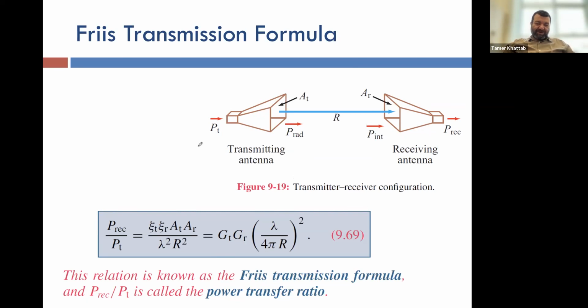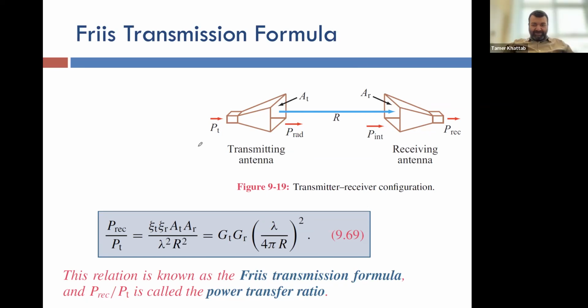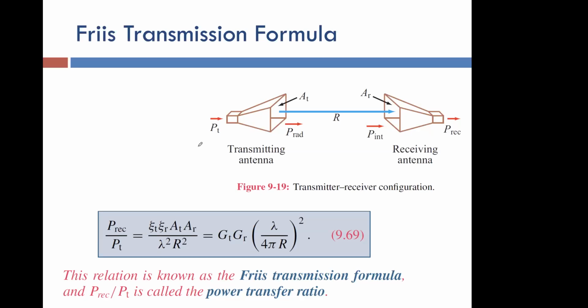Any questions from your side? Yeah, what does R represent here? Is it just the distance? The distance between the transmitter and the receiver. But does this calculation not account for the losses across the channel, or does it assume a perfect channel?